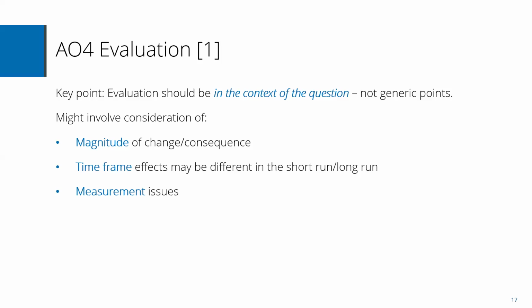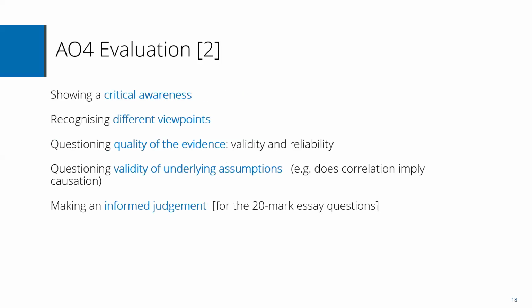So the counter argument, the other viewpoint, that's what we're looking for in evaluation. Evaluation will also look at possibly an informed judgment. So for the 20-mark essay questions, we're looking for leading to a conclusion or informed judgment. So you've got the two sides, you've got the analysis and the evaluation giving us our alternate viewpoints, and then leading to that informed judgment on the 20-mark essay questions.